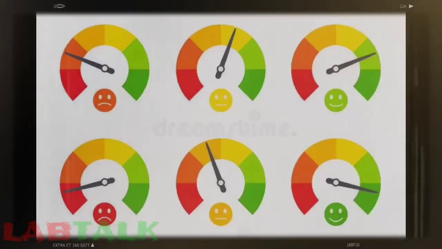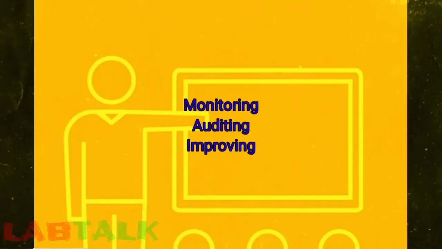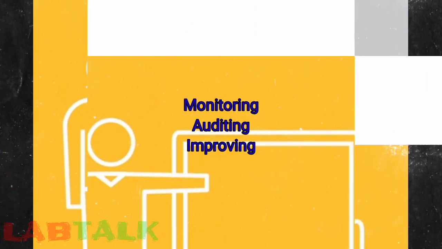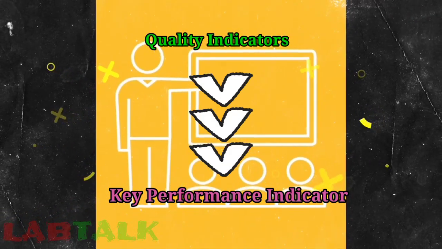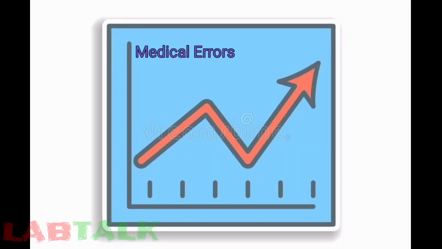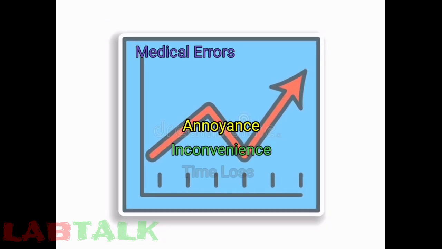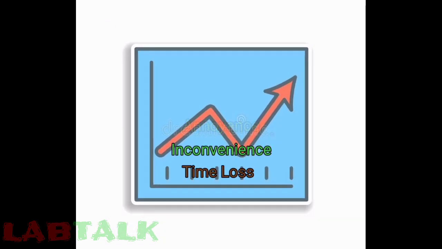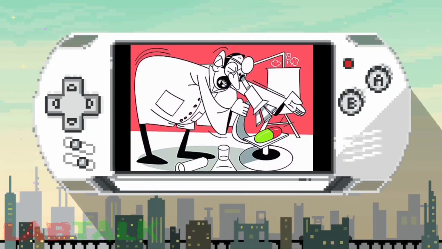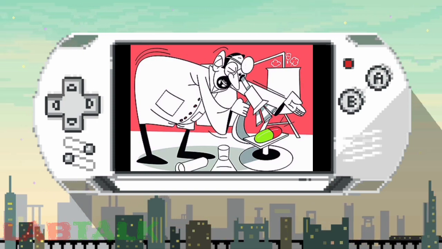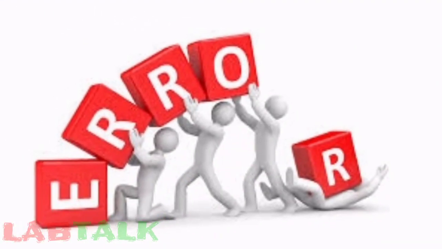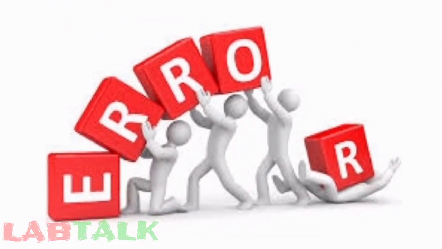Developing key performance indicators and monitoring, auditing and improving these parameters is a dynamic process. Quality indicators are also known as key performance indicators. Medical errors can result in enhanced inconvenience such as time lost and unnecessary patient visits, and can result in serious consequences of diagnostic delay or error. Total quality management is a specific approach to the art of management that aims to provide its customers with products and services that fully meet their needs.